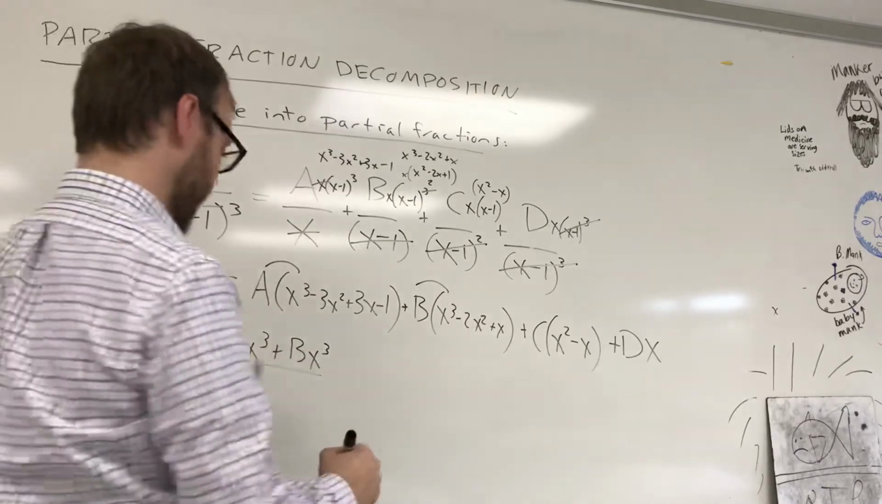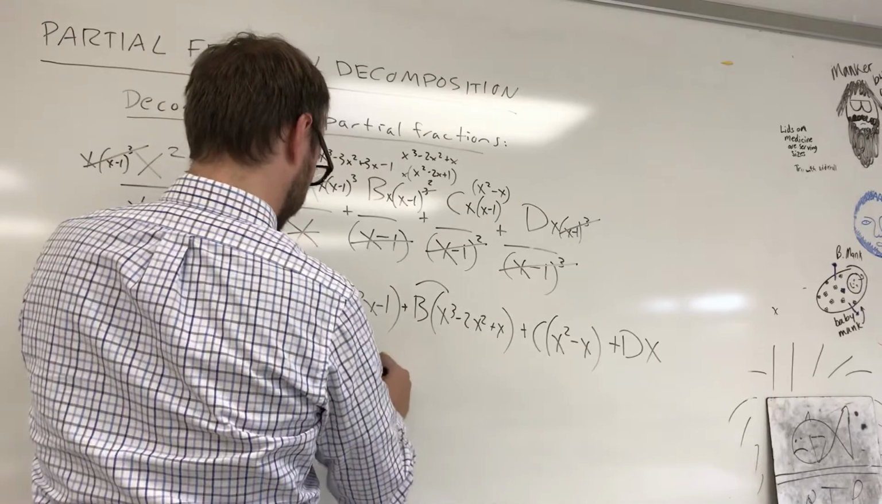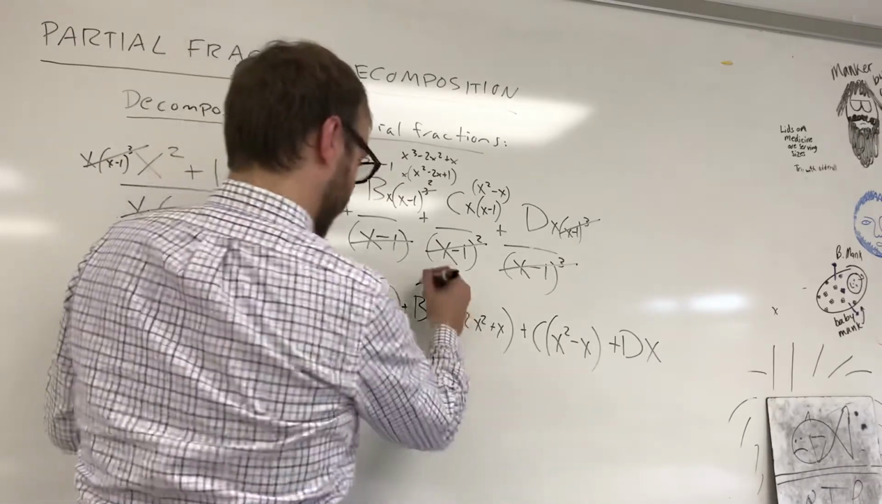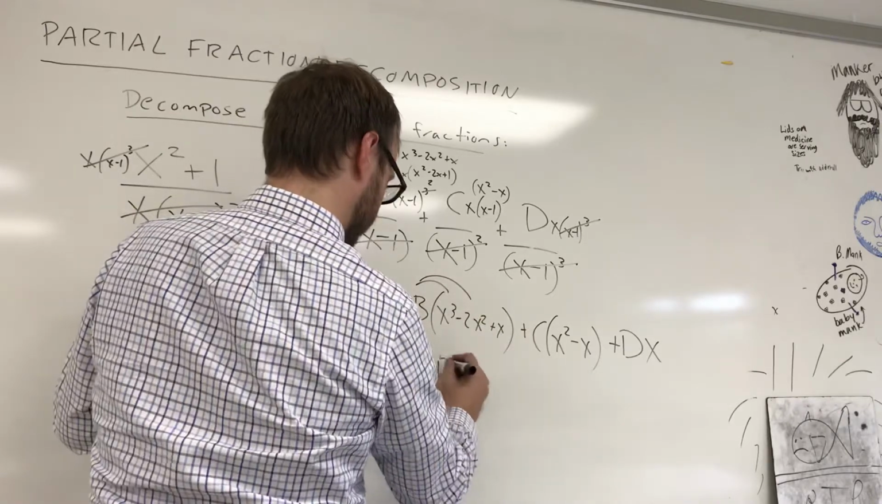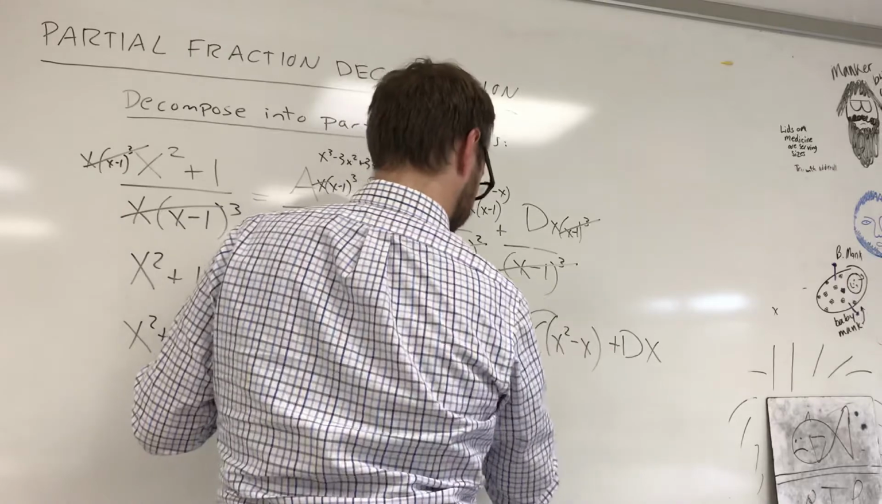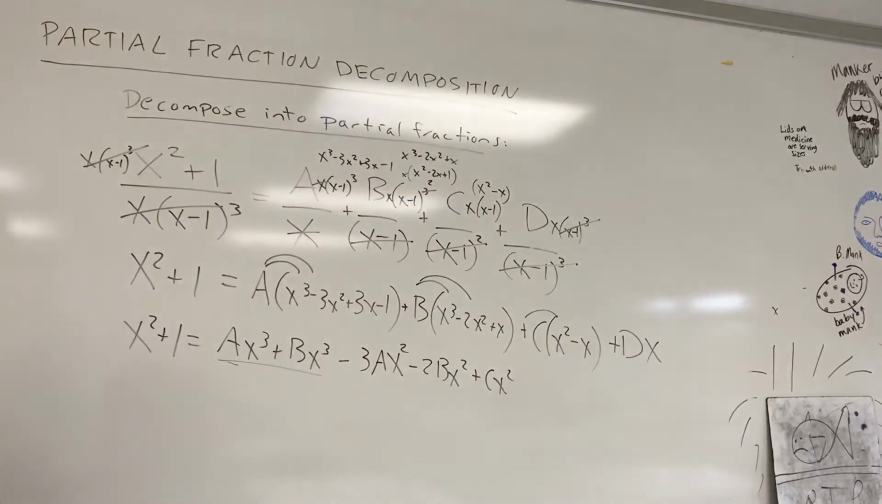Now my squared terms. I'm going to get minus 3ax squared, okay? Here I'm going to get minus 2bx squared. Here I'm going to get plus cx squared, and I won't have any x squared terms coming from that, okay?